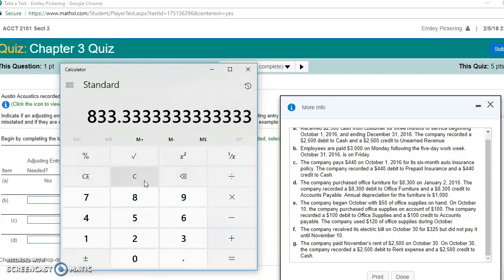So we should have depreciation expense, a debit, which goes on the income statement, of $833.33. And then we're going to have accumulated depreciation with a credit. Accumulated depreciation goes right under that office furniture on the balance sheet.